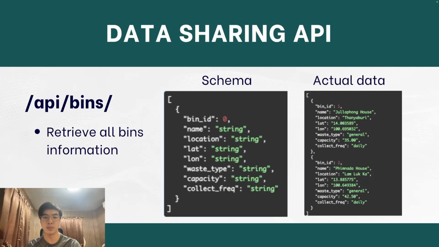First, /API/bins. This endpoint returns a list of all bins available, including their unique ID, name, location, latitude, longitude, waste type, capacity, and collection frequency.